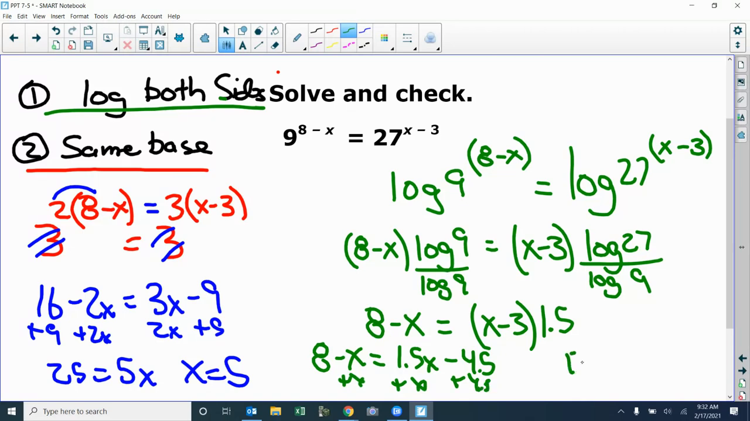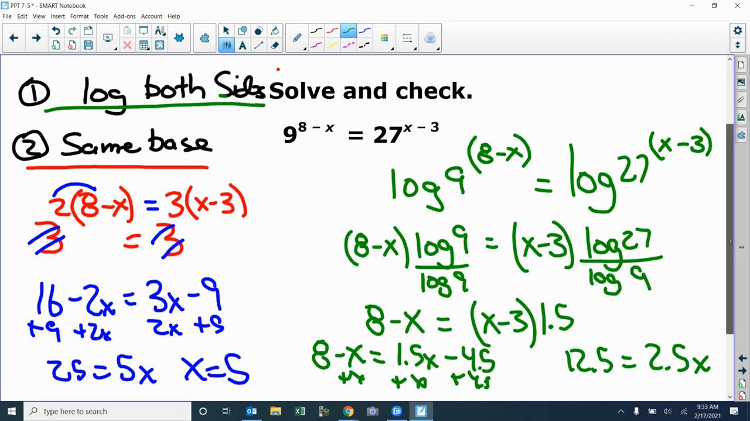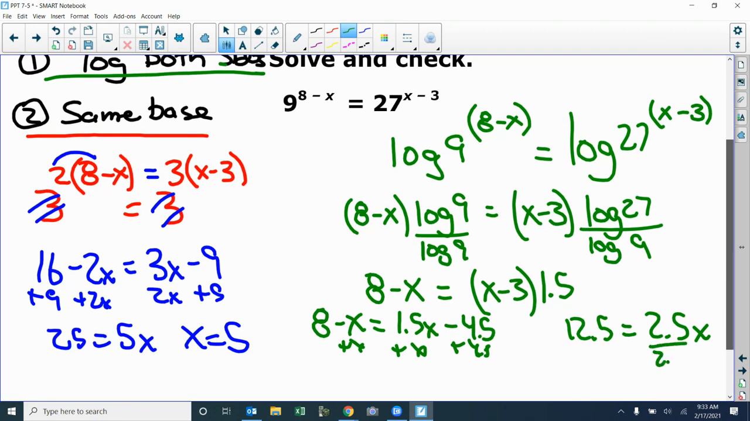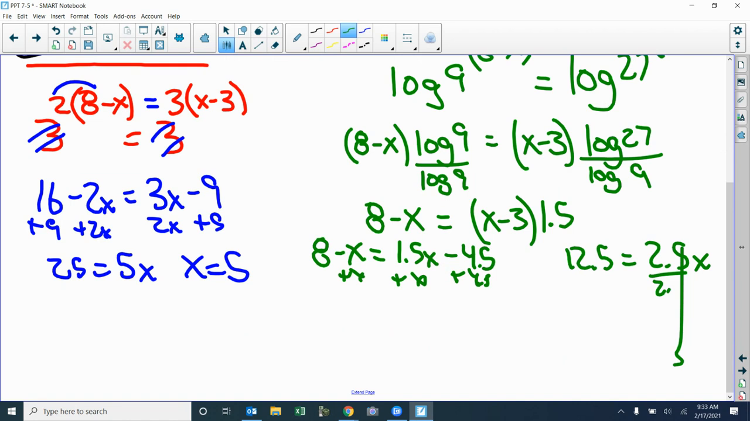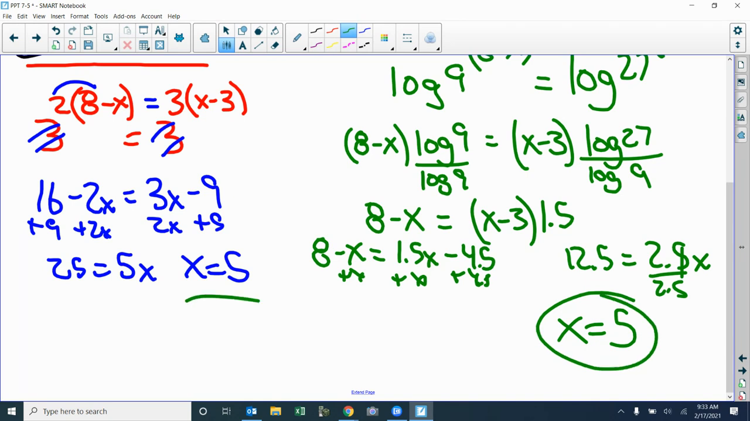So I'm going to end up with 12.5 equals 2.5x. Of course, now what? Divide by 2.5, and guess what our x is? Whoops, oh boy. I'm going to divide by 2.5. Got a little glitchy there. And my x ends up being 5, the same as I solved there.